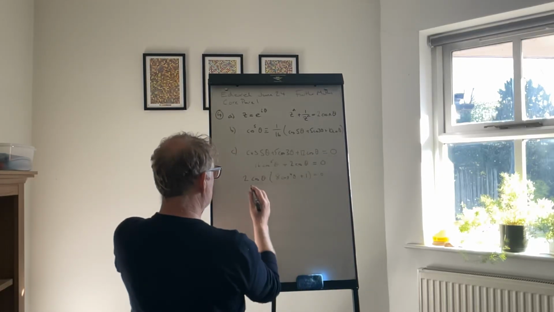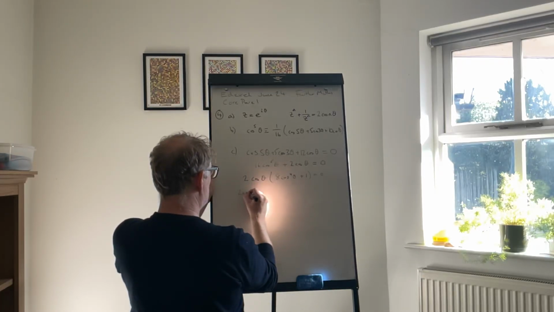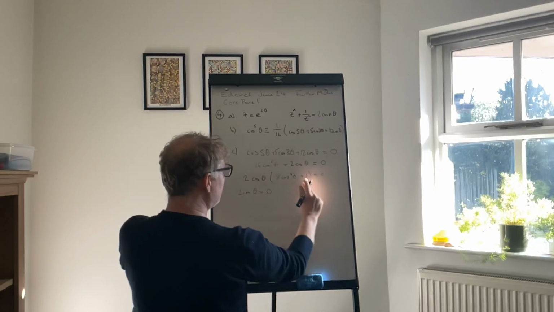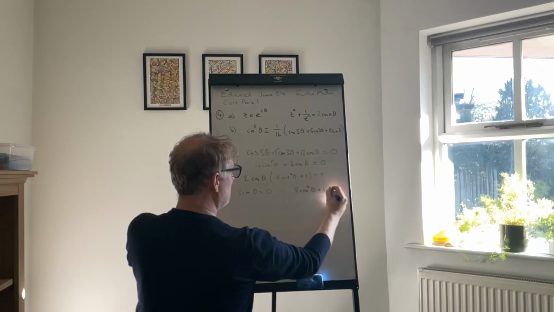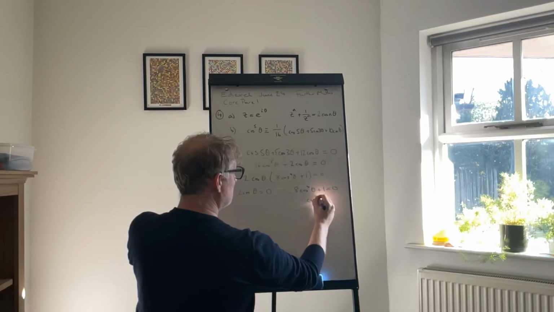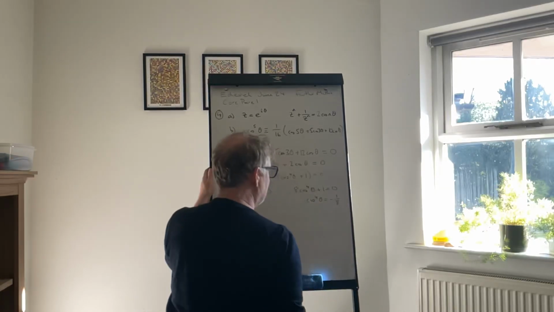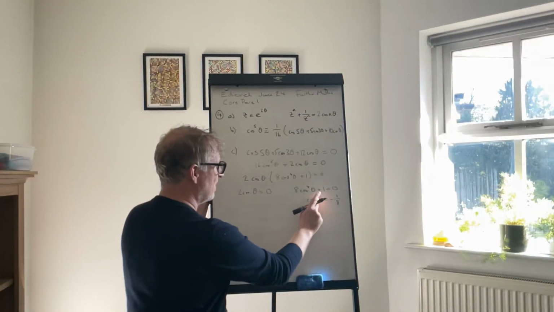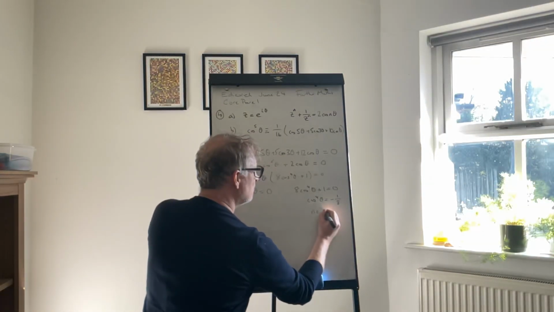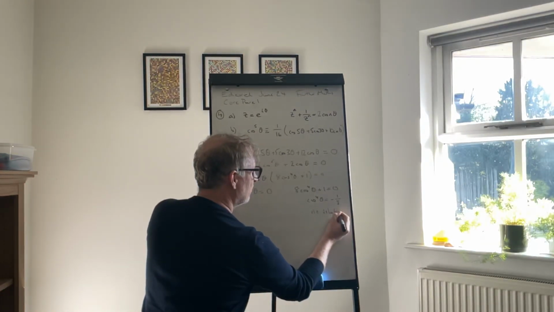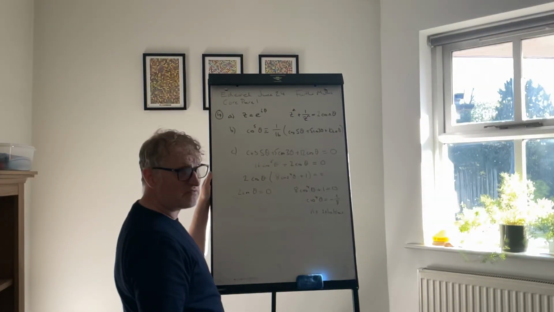So either that is 0, so 2 cos theta equals 0, or 8 cos to the power of 4 theta plus 1 equals 0. That leads to cos to the 4 theta equals minus 1 over 8. Oh dear, we can't have that. You can't have the 4th power of something giving you a negative number. So there are no solutions to that particular one there. So we're just dealing with 2 cos theta equals 0, which is lovely.